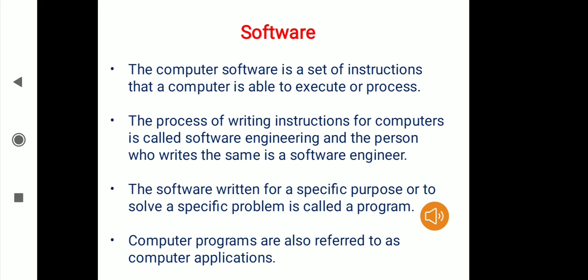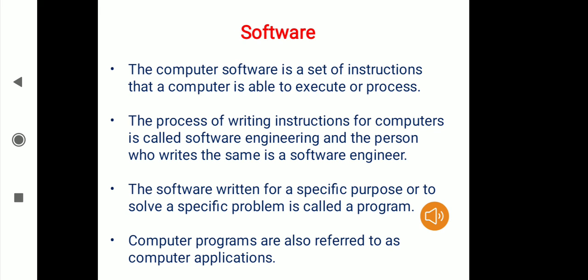Examples of such hardware components were the central processing unit, in short CPU, the monitor, the keyboard, the mouse, the printer, etc. Now today I am going to start a new chapter, which is chapter number 2 in your book, and the name of the chapter is Introduction to Computer Software.